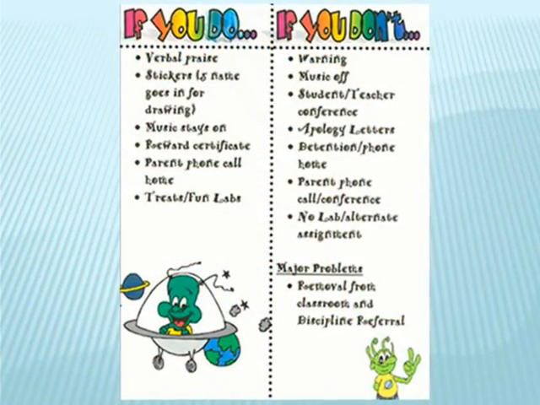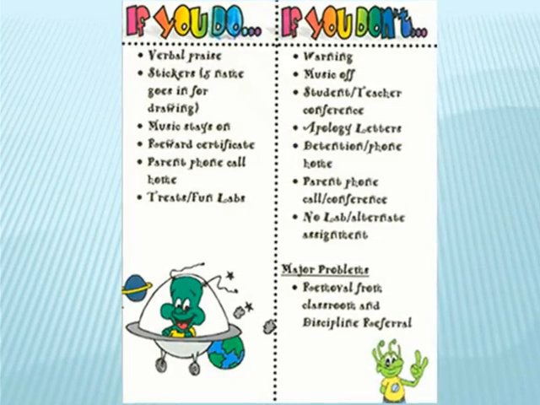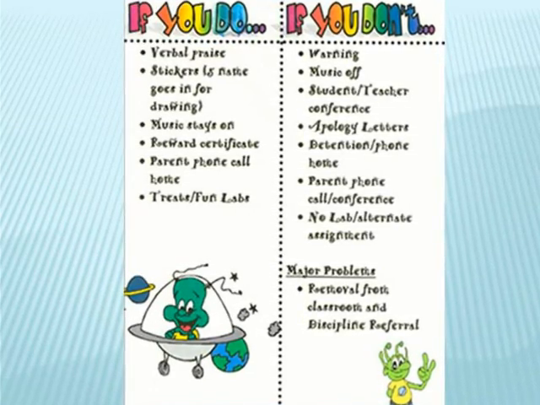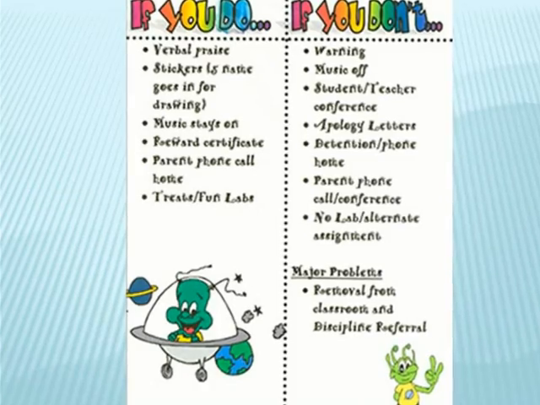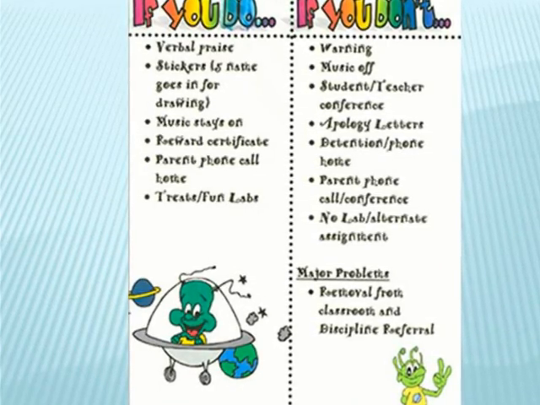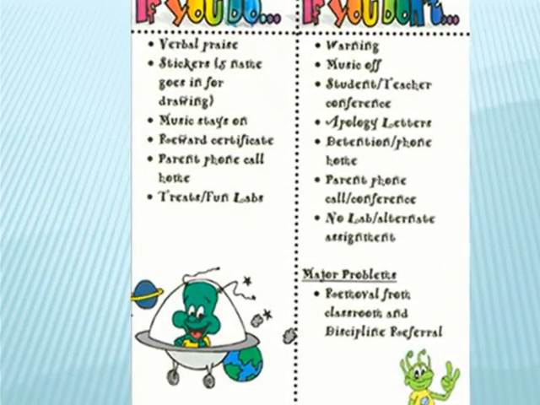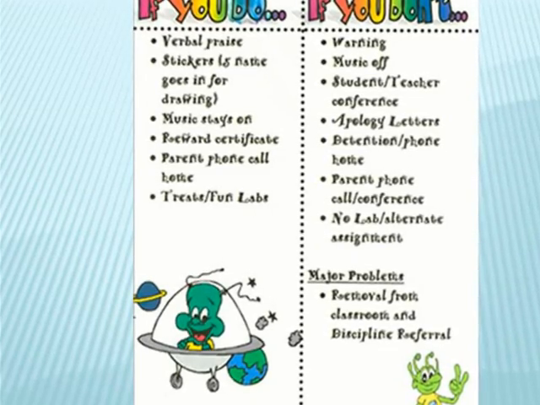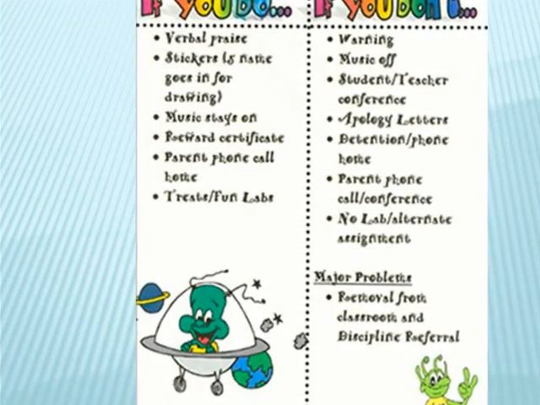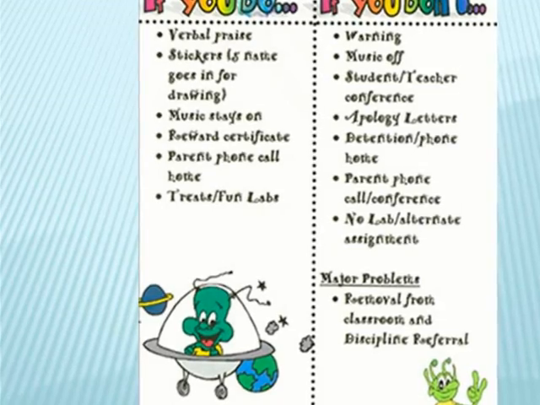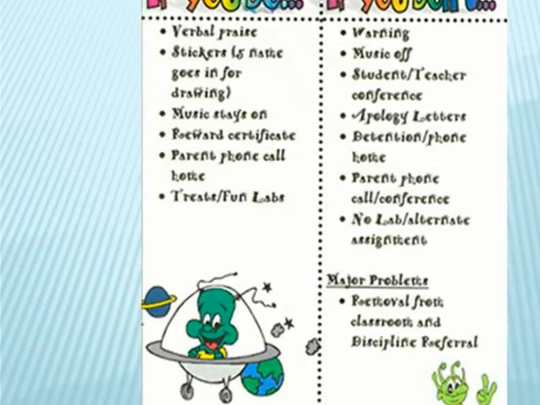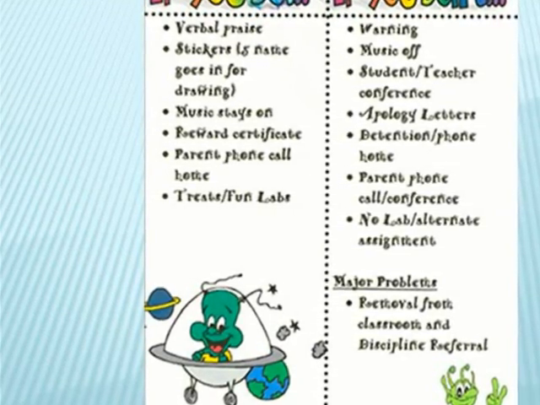This is a useful chart in the classroom for consequences. If you do, and if you don't. This is a reminder for students of actions they might be displaying and what the consequences might be if you do follow the rules and if you don't.